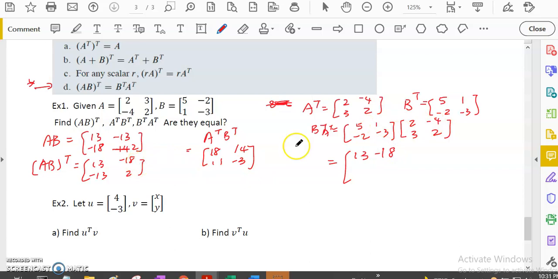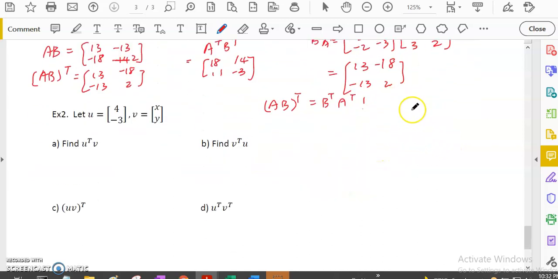Right, so this is the same. Row and column, negative 4 minus 9, negative 13. Row, columns, plus 8 minus 6, 2. So you can see that (AB) transpose is the same as B transpose, A transpose. So this is one example, but it works in general.